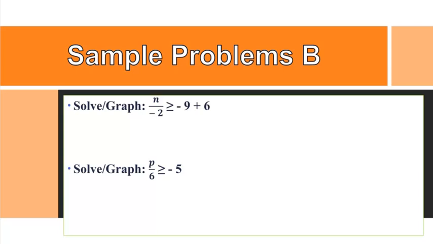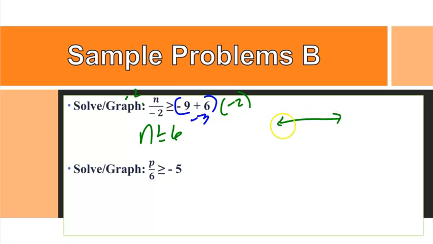Next, I have n divided by -2 is greater than or equal to -9 plus 6. This right here is going to be a -3. So the opposite of divided by -2 is multiplied by -2. So if I do that on both sides, I now have n is less than or equal to a positive 6. I flipped the symbol because I am multiplying by a negative number. So now if I graph it, I got 6 here. Open circle at 6. Has to be less than, so it goes to the left.